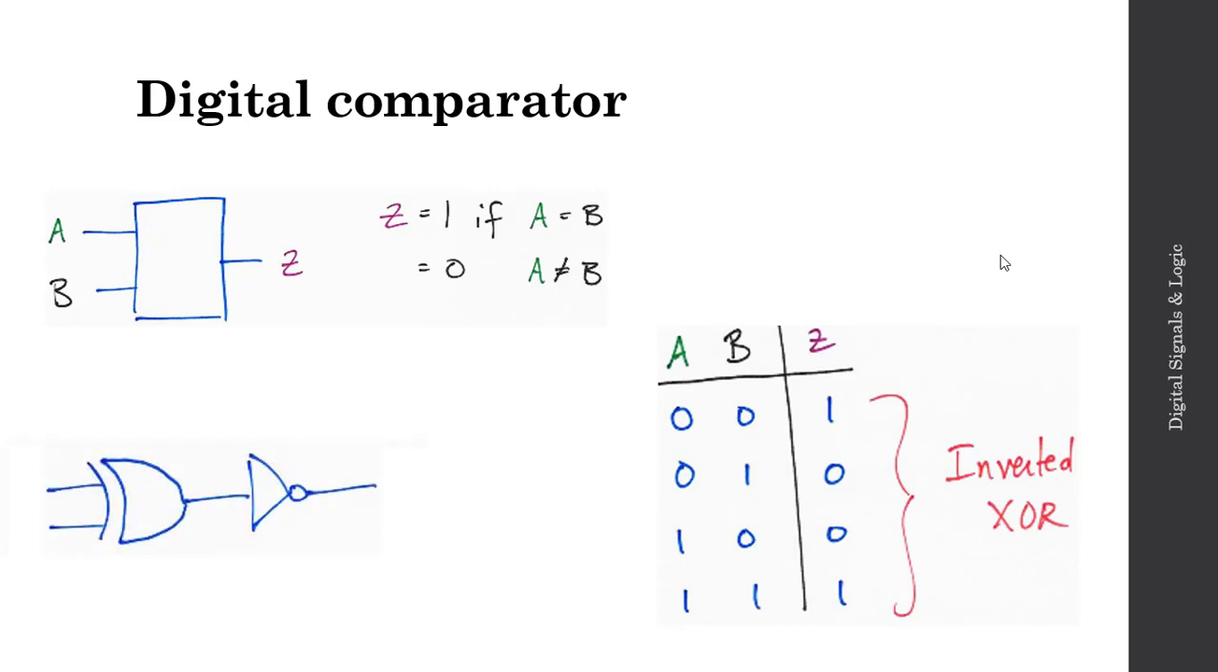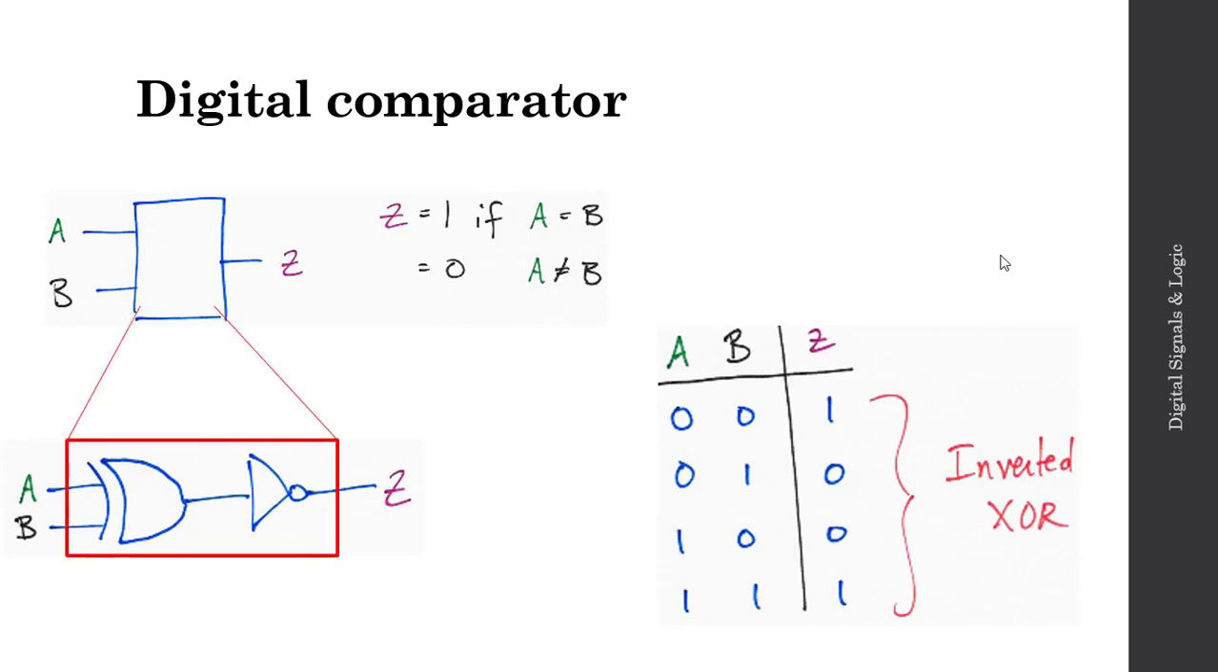We could construct an XOR using our abstraction shown here with an XOR in series with an inverter or a NOT logic gate. Here we have our 2 inputs, A and B, and our output, Z. This functionality then describes the digital comparator, the hardware, let's say, that will allow us to implement this functionality.